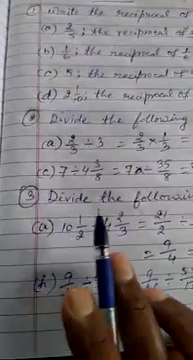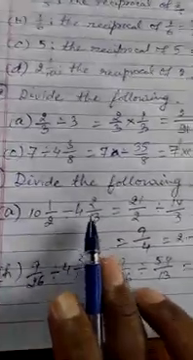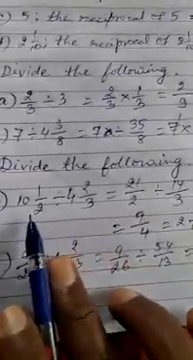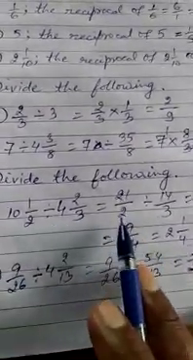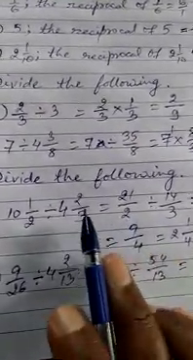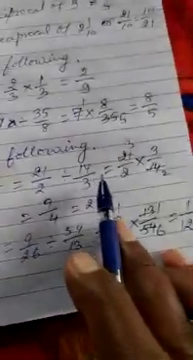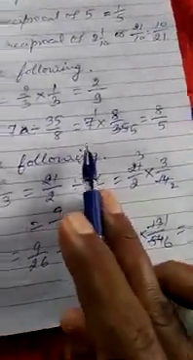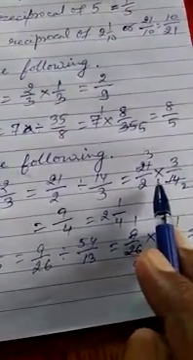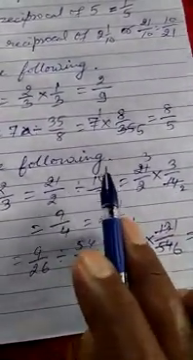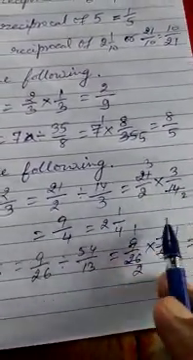Now question number 3, divide the following. A, 10 whole 1 by 2 divided by 4 whole 2 by 3. First of all, you convert these fractions into improper fractions. So 10 whole 1 by 2 is equal to 21 by 2, divided by 4 whole 2 by 3, which is equal to 14 by 3. After that, you will do the same procedure as you have done in the previous question. 21 by 2, then at the place of divide, you will put the multiply sign, and then you will write the reciprocal of 14 by 3, which is 3 by 14. So 21 by 2 into 3 by 14.